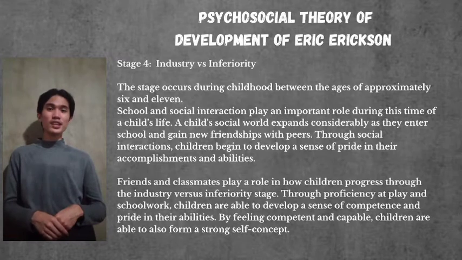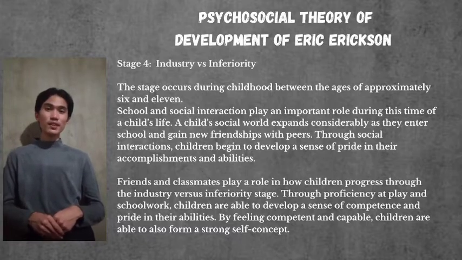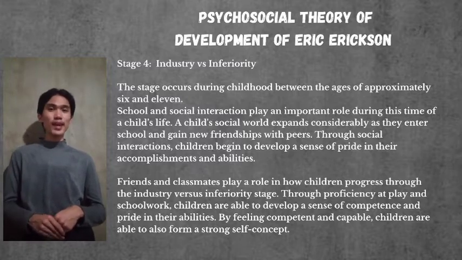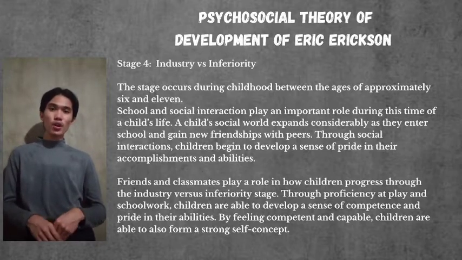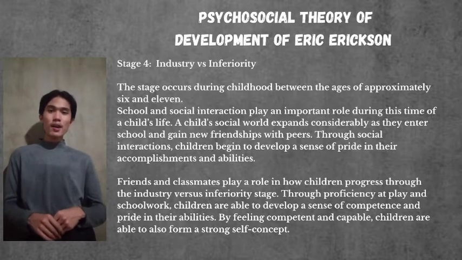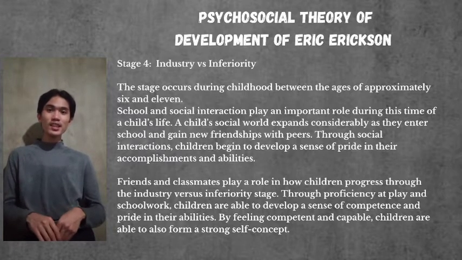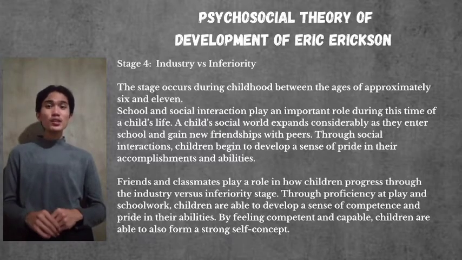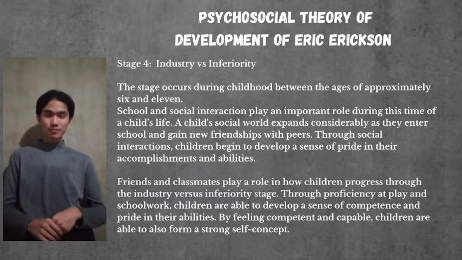Industry versus inferiority is the fourth stage of Erik Erikson's theory of psychosocial development, which happens after the third stage of initiative versus guilt. The stage occurs during childhood between the ages of approximately 6 and 11. School and social interaction play an important role during this time of a child's life. A child's social world expands considerably as they enter school and gain new friendships with peers. Through social interactions, children begin to develop a sense of pride in their accomplishments and abilities.